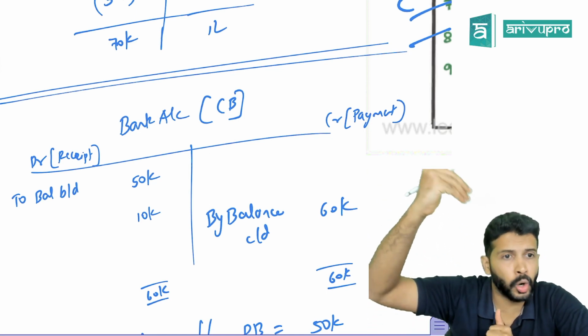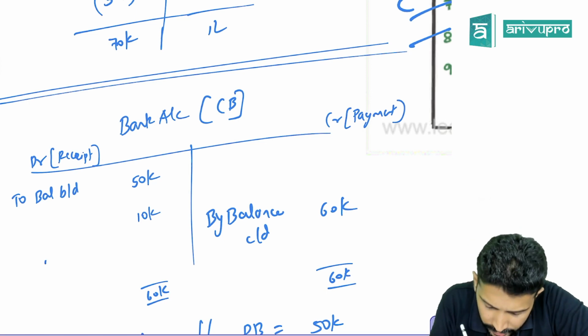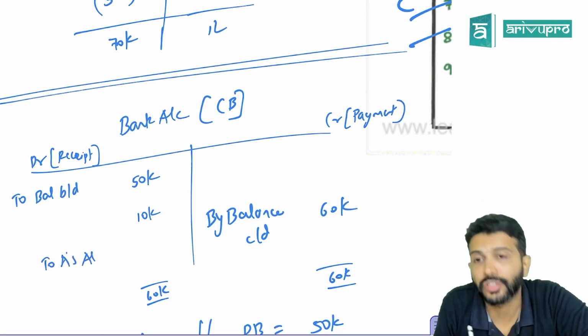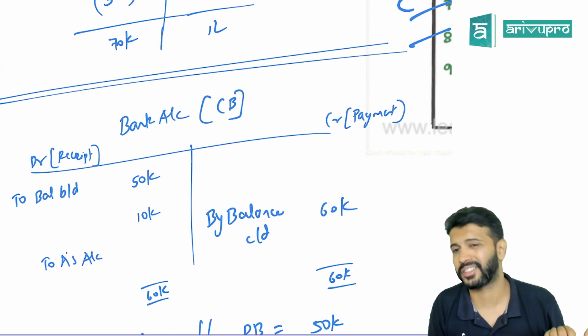Bank account debit to A's account. So when you have to post that entry in bank ledger, what will you write? To A's account. Yes or no? Why are you posting on the debit side? Because it is a receipt.